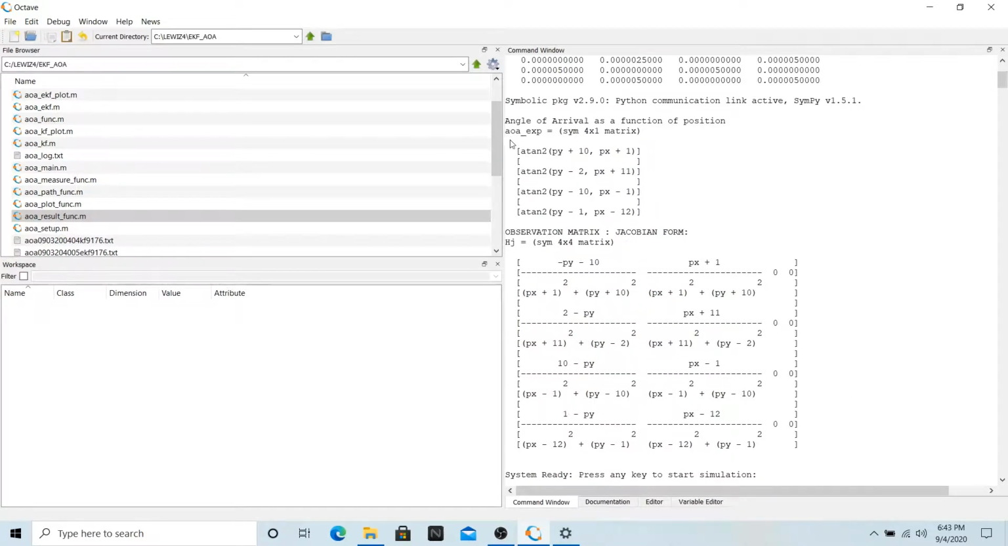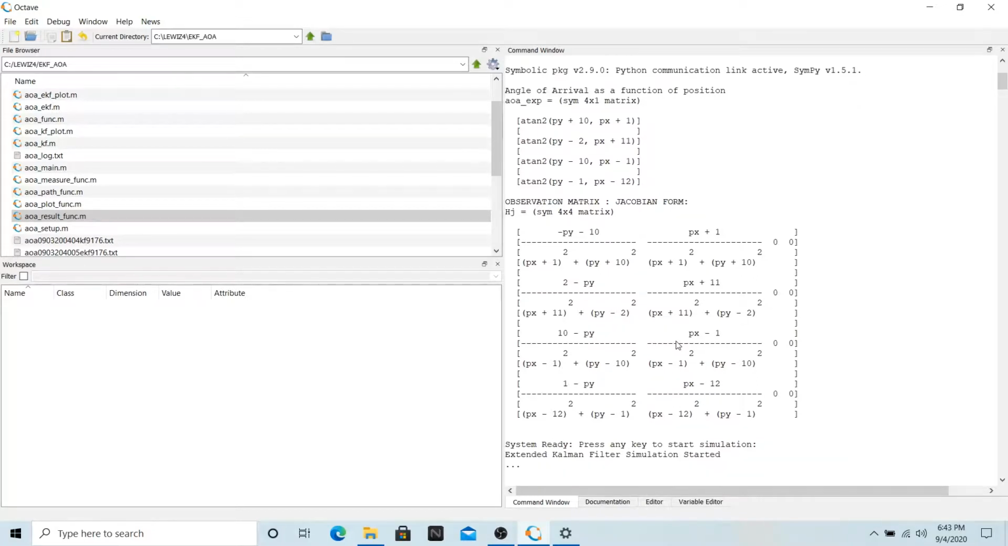As you can see, the angle of arrival expression consists of an inverse tan function based on the object location. These expressions have the receiver locations already substituted in them, so they are in simplified form. And the observation matrix is in Jacobian form, which is a partial derivative of the angle of arrival expressions. Now we will start the simulation for the extended Kalman filter.